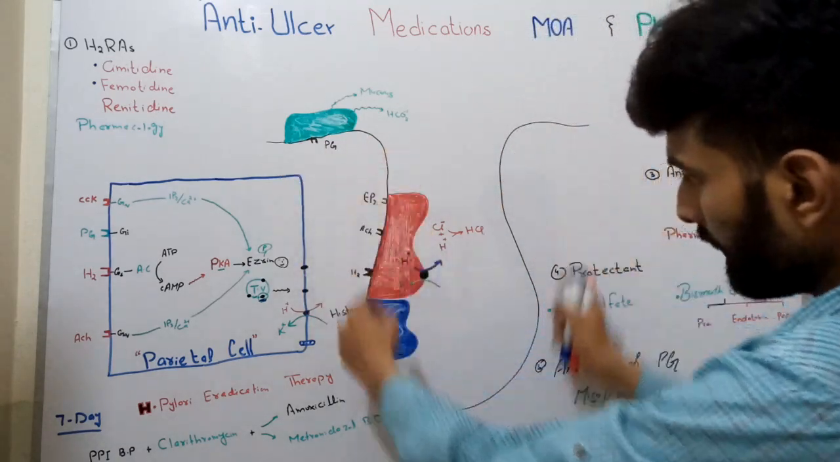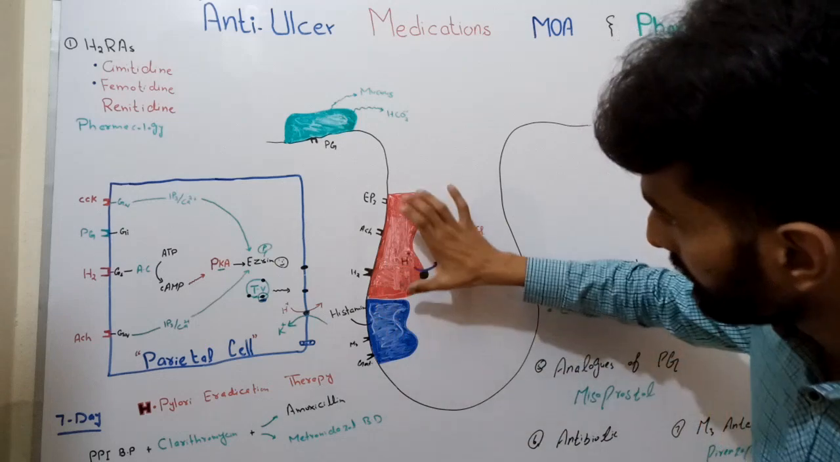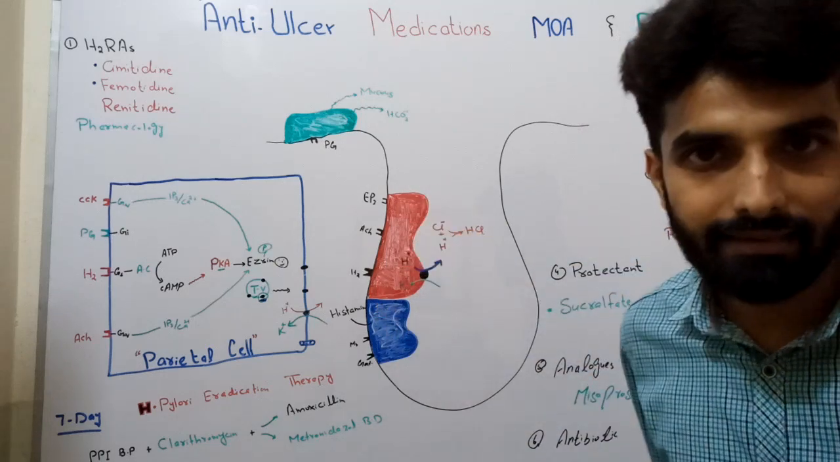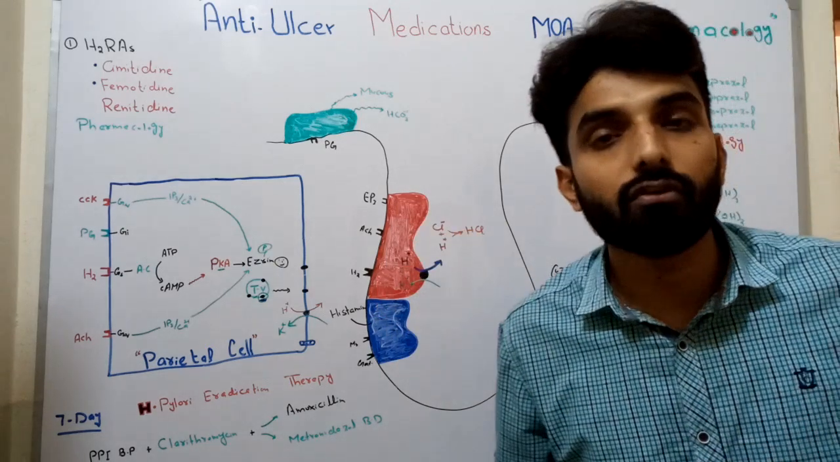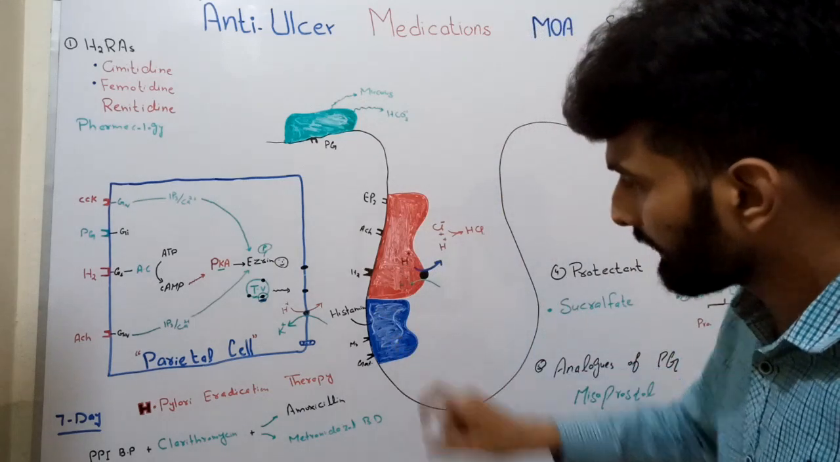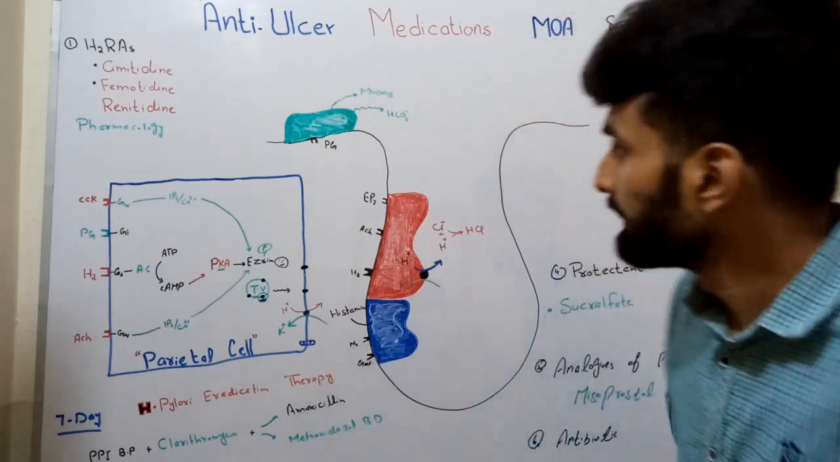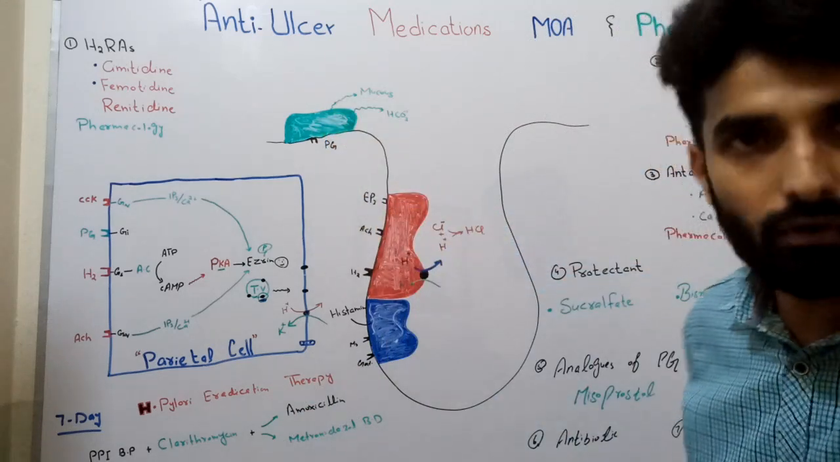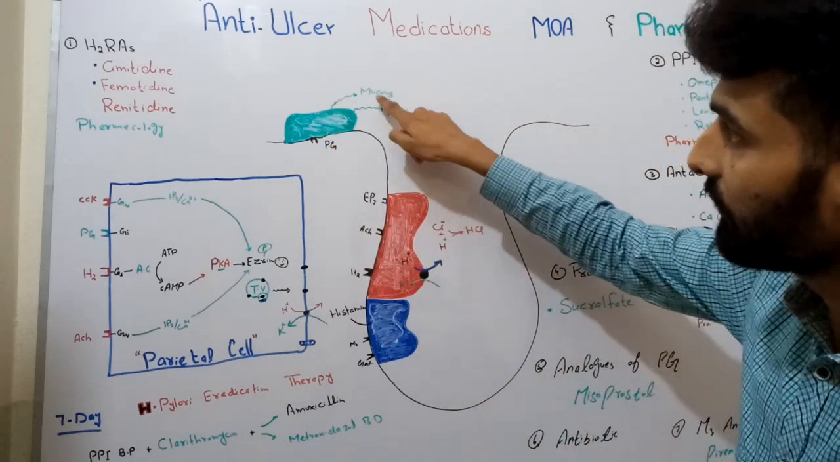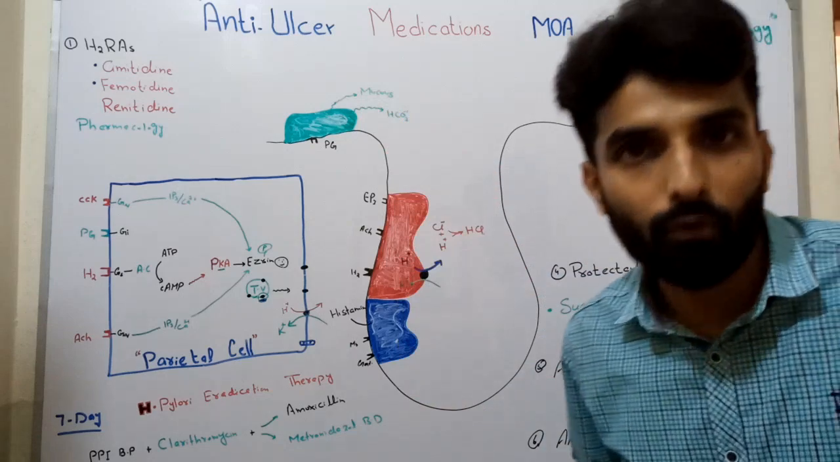Here is a gastric pit, and here you can see these are the parietal cells responsible for the secretion of HCl. These are enterochromaffin cells responsible for the secretion of histamine. These are the mucus cells responsible for the secretion of mucus and bicarbonate.